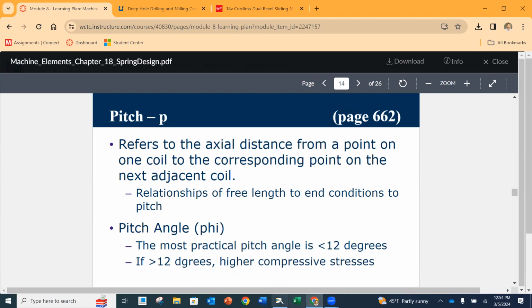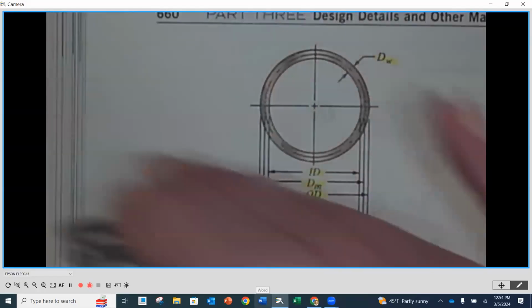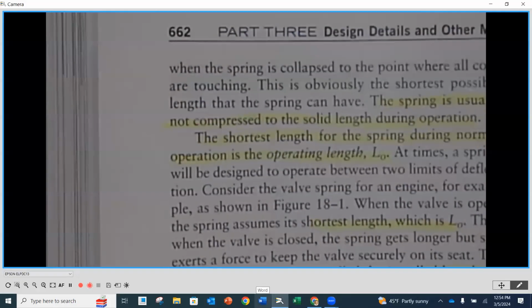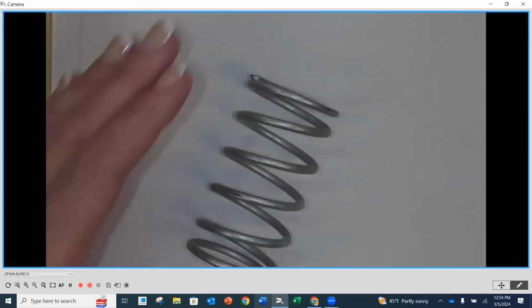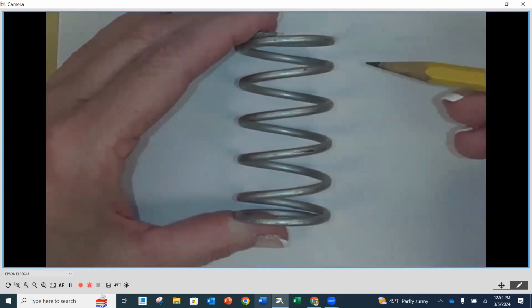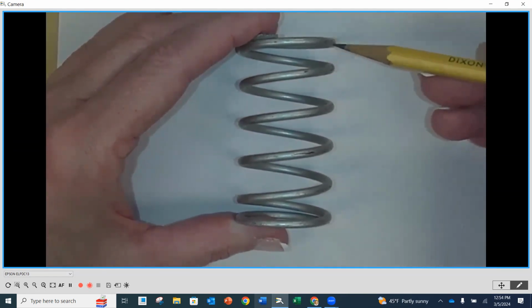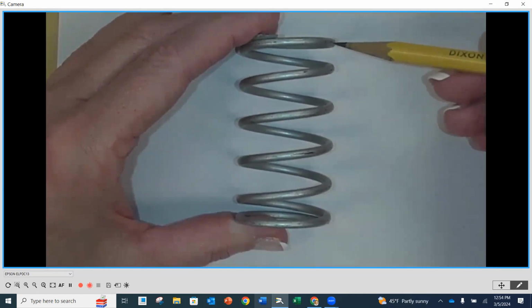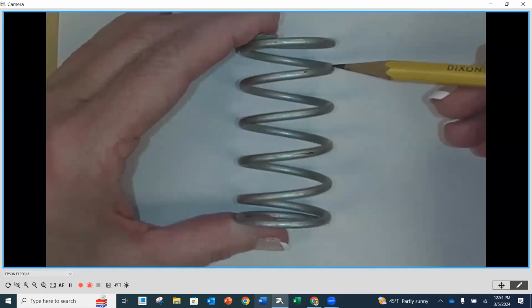So if I look underneath here, I'm going to first try to illustrate pitch. So if I have my spring here, it's not very easy to do on a circular feature like this, but what we would want to find is maybe a point along that diameter of the wire, and we would measure from one coil to the very same point on the next coil.